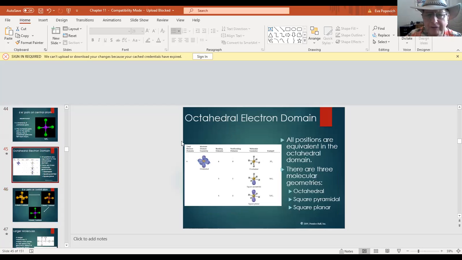So if I have an octahedron with no lone pairs, I have an octahedral molecular shape. One lone pair, square pyramidal. Two lone pairs, square planar. Do I have any questions on this, guys? I really need to know, are you understanding this or am I going too fast? I'm understanding. Okay.